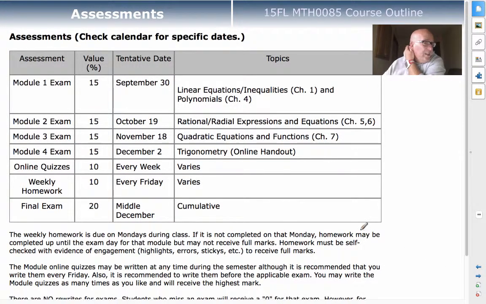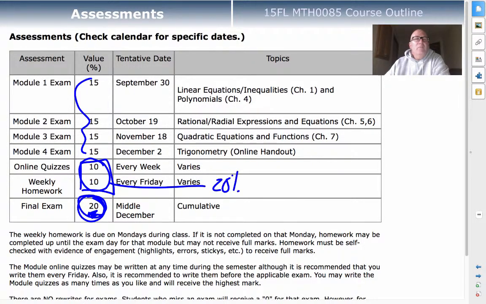In terms of evaluating you for the semester, you're going to have 5 exams. So there's 4 module exams and then a final exam. Notice the final is only worth 20. I didn't make it worth 50. I've put a lot of the percent that I used to put on for a final exam in these 2 sections here, so in online quizzes or in the weekly homework. Notice that that's 20% of your final mark.